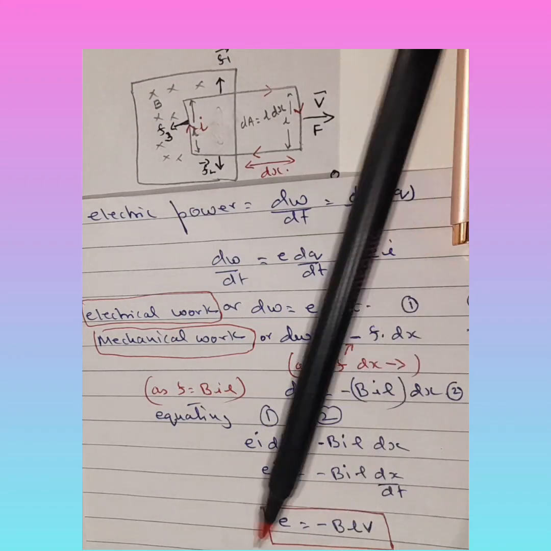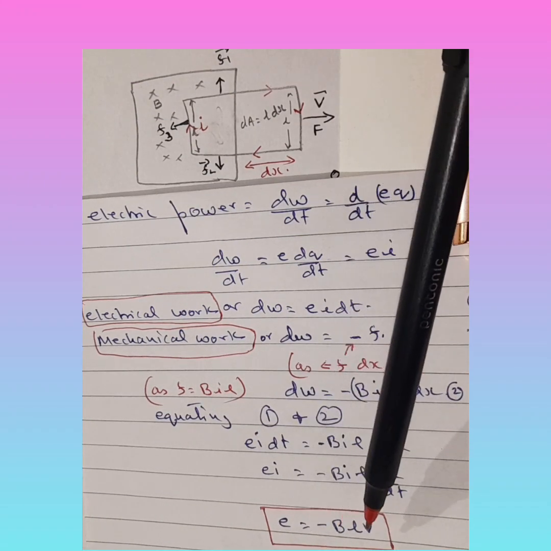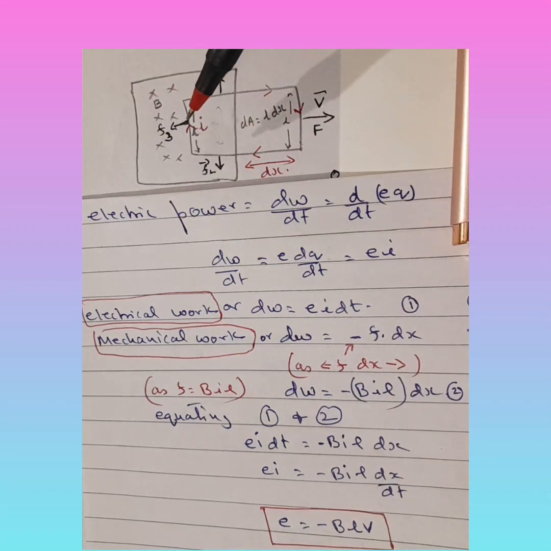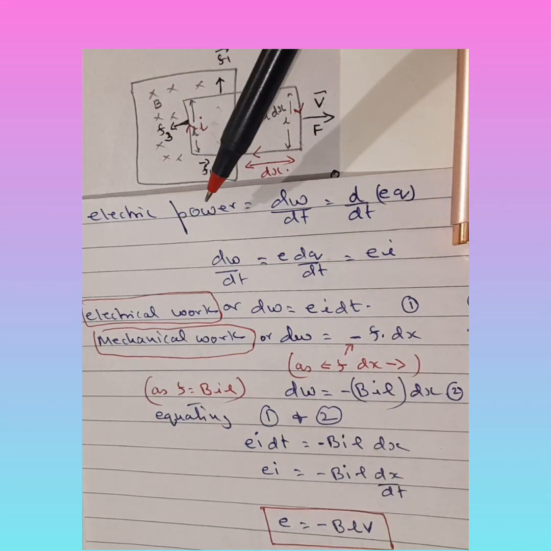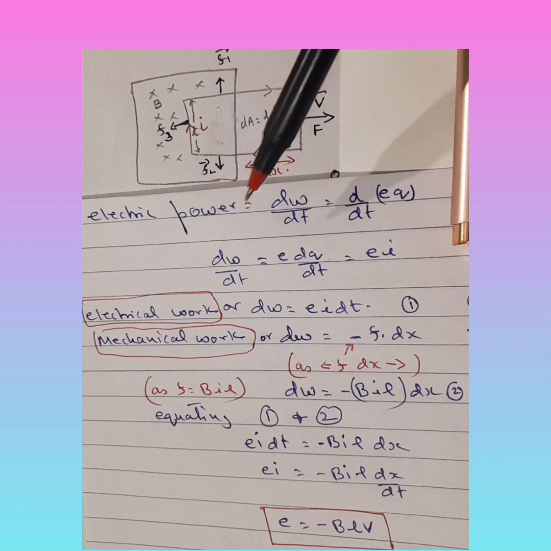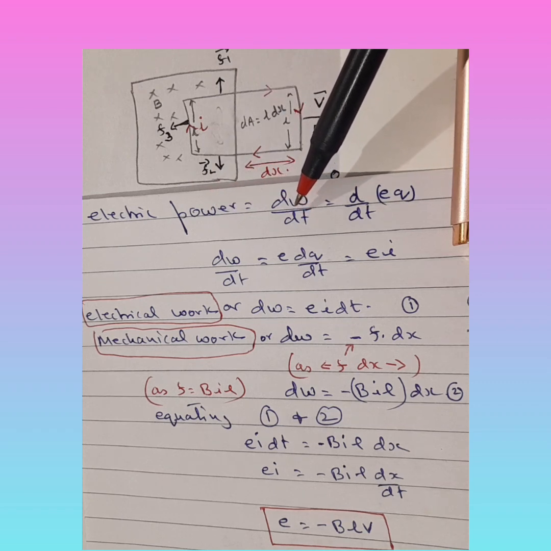There is yet another way by which we can derive E is equal to minus BLV. Now this was a system which we already saw. Now electrical power is dW by dt. Rate of doing work is power. Now here we are talking of small power.